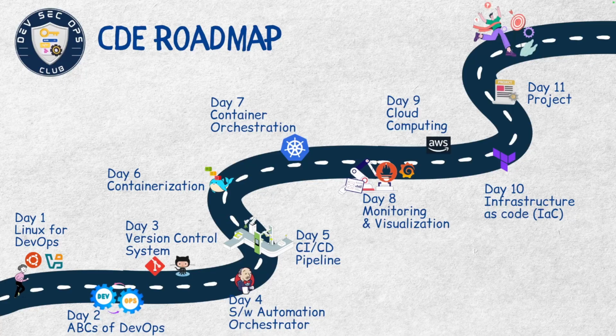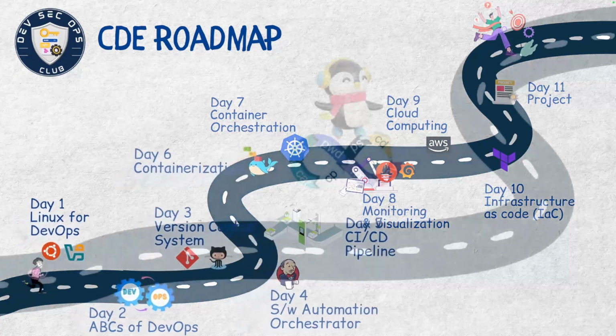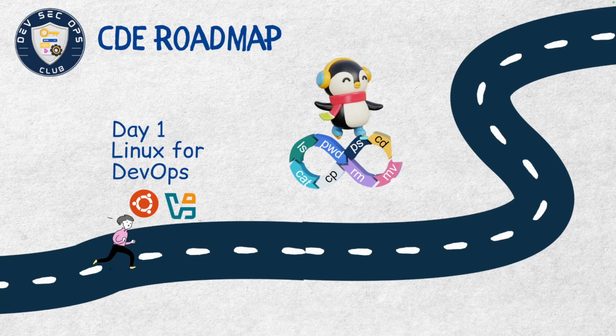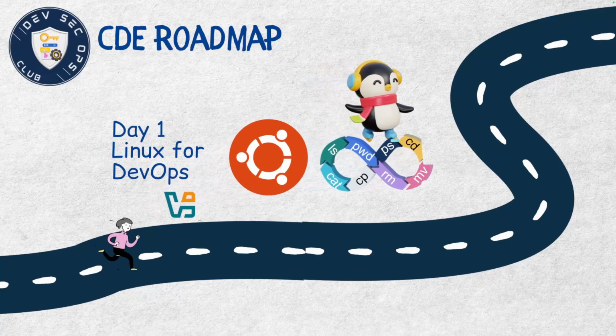Okay, this is our roadmap, and according to our roadmap, we are at day one. So today we will dive into the topic Linux for DevOps. More specifically, our focus will be on Ubuntu today.